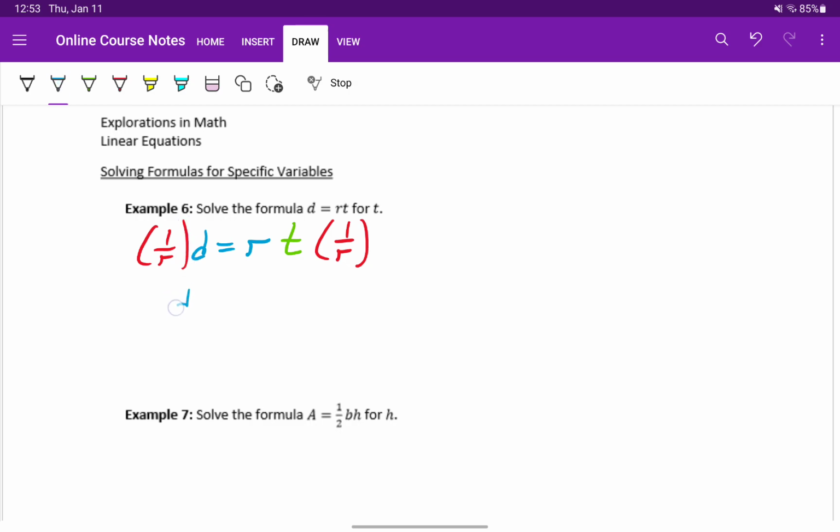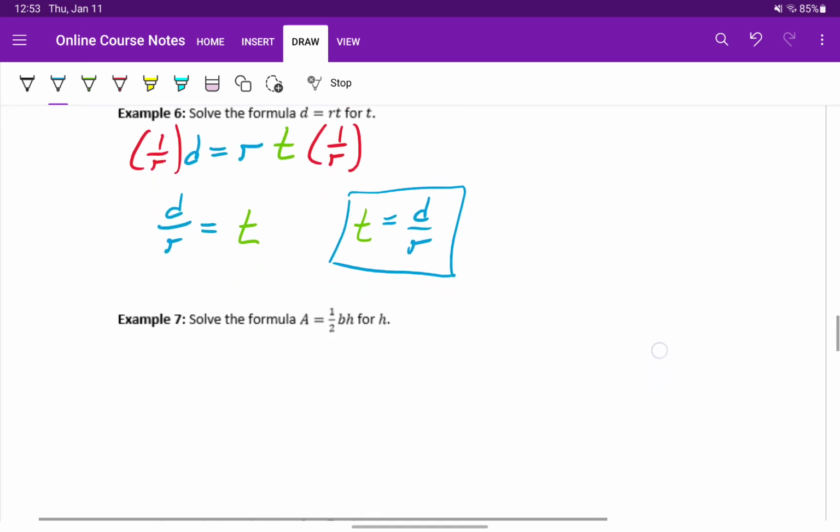which will give us d over r is equal to t. Or we could rewrite that, since equations work in both directions, and say t is equal to d over r. So while this can look more complicated since we got rid of all the numbers, this particular problem took one step to solve, just multiplying both sides by the reciprocal of that coefficient.